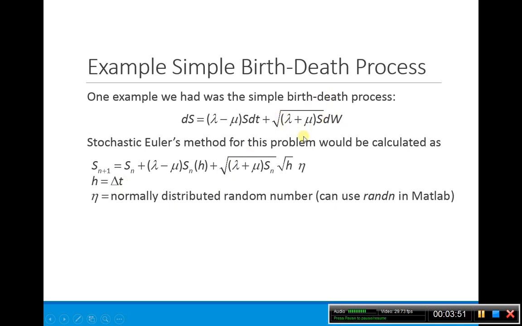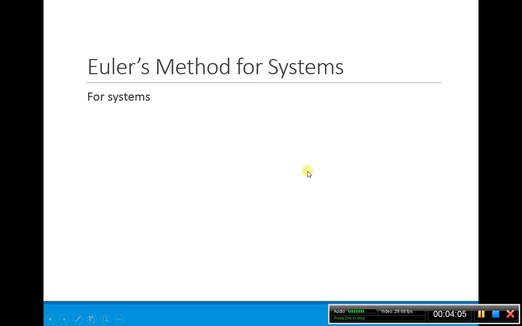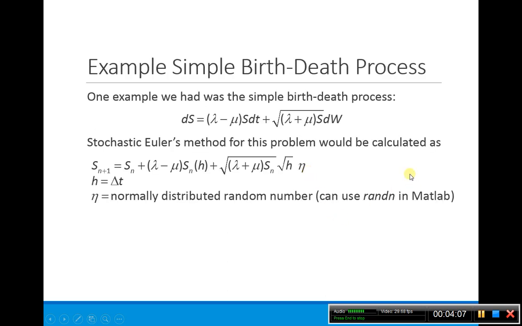And then this term, again, we evaluate at the previous. The way that we approximate our delta w is the square root of h, the square root of our delta t, times our eta. Here this eta is just a normally distributed random number with mean 0. Typically what we use is the randn command in MATLAB to do this.